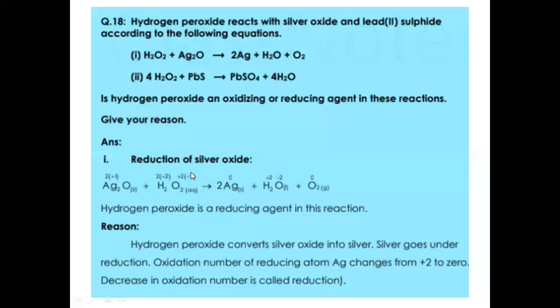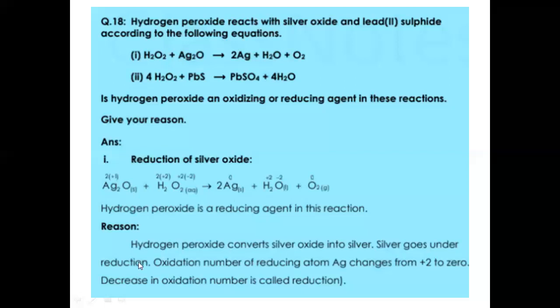For -2 or -4, oxygen is converted into 0. 0 is greater than -2 or -4. As the oxidation number of oxygen increases in hydrogen peroxide, oxidation takes place, and it means that hydrogen peroxide will act as a reducing agent. So hydrogen peroxide converts silver oxide into silver. Silver undergoes reduction because from +1 it is converted into zero. That is a decrease in oxidation number, which is reduction.